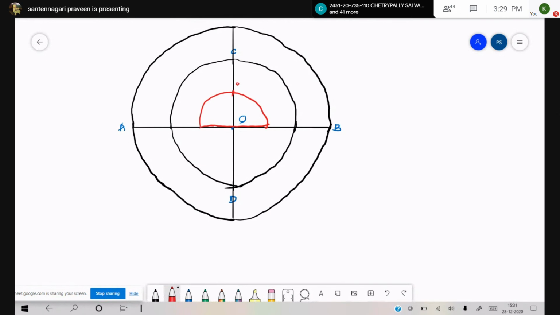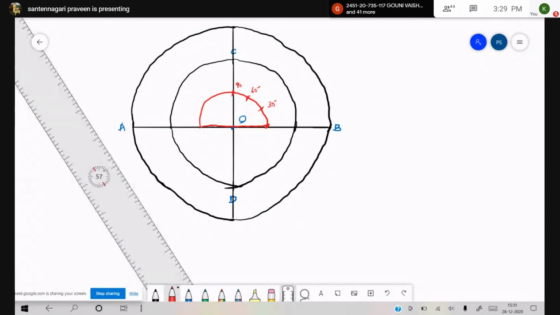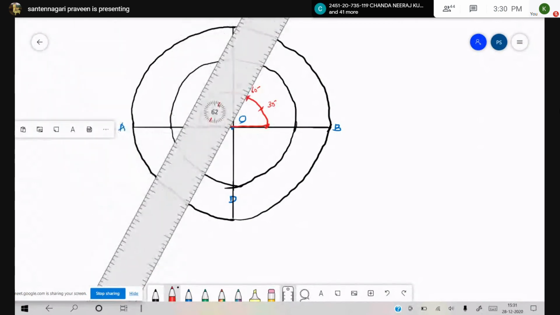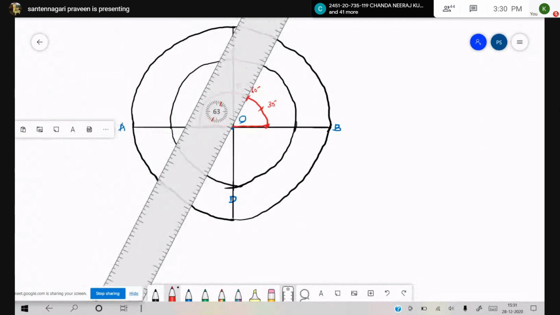Yes, sir. This will be your 60 degrees. This will be your 30 degrees. This is your 0 degrees. So simply mark these points, position these points, take a scale and join them. While you join them, join on the other end of the circle also.